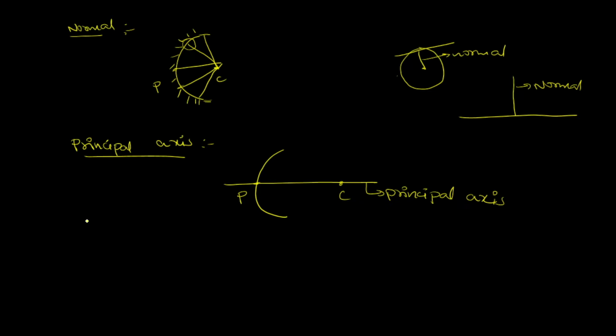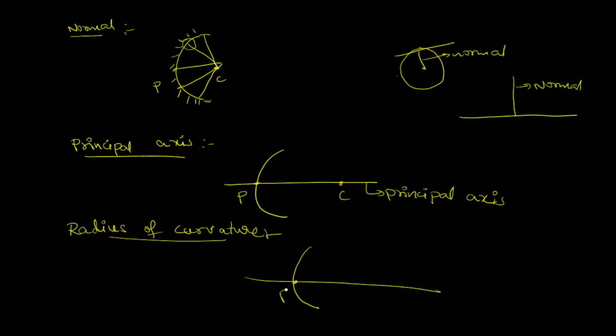Coming to the radius of curvature. What is the radius of curvature? The distance between the pole and the center of curvature is known as the radius of curvature, which is denoted with capital R.